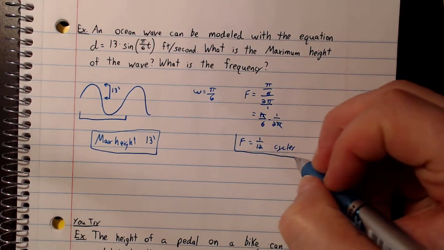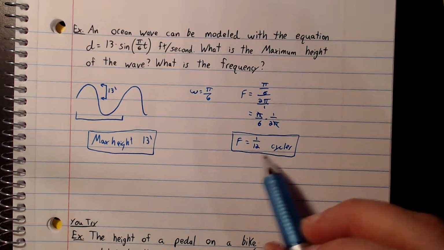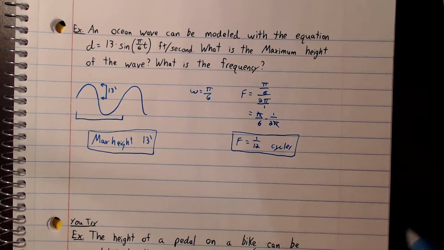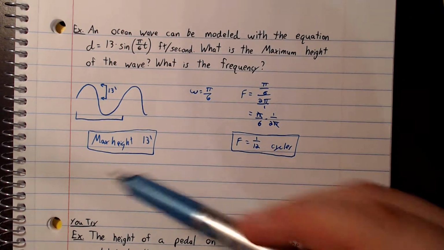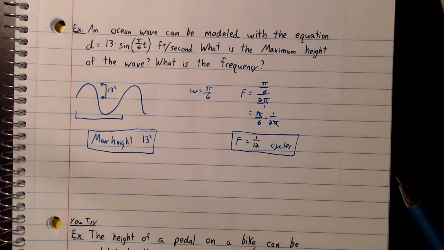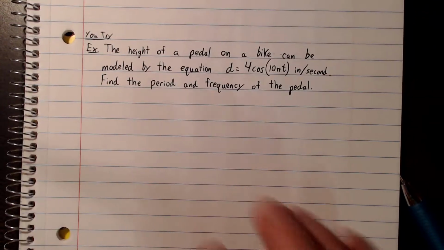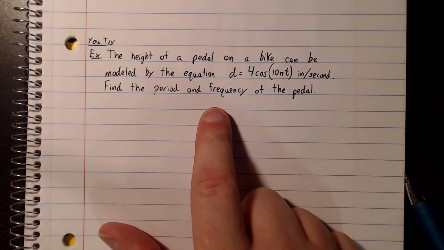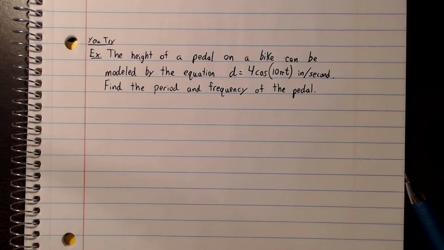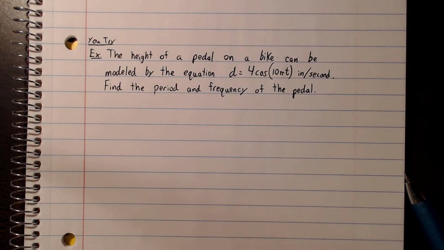What does that mean? It means that every 1/12 of a second, a wave is passing by. So that's actually really fast. This is like hurricane kind of speeds coming at you, or maybe a boat traveling by. Could be possible. Anyways, here's one for you to try. You're working with a pedal on a bike. So pause the video and resume when you're ready to check your answers.